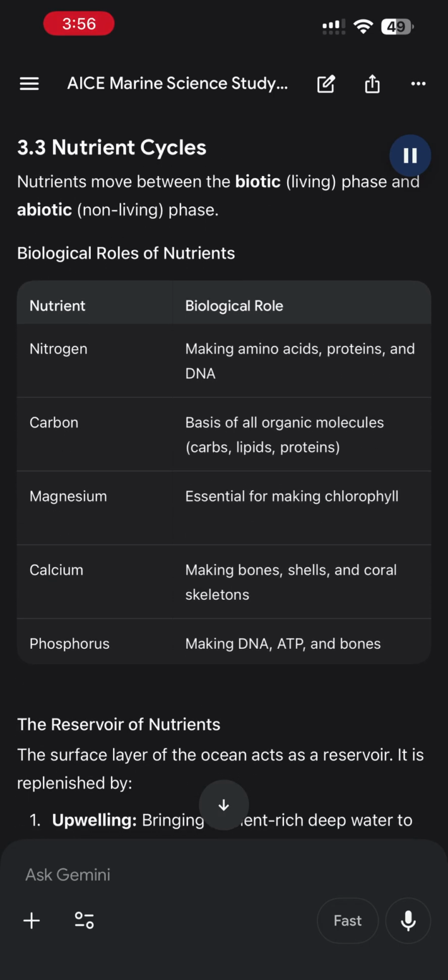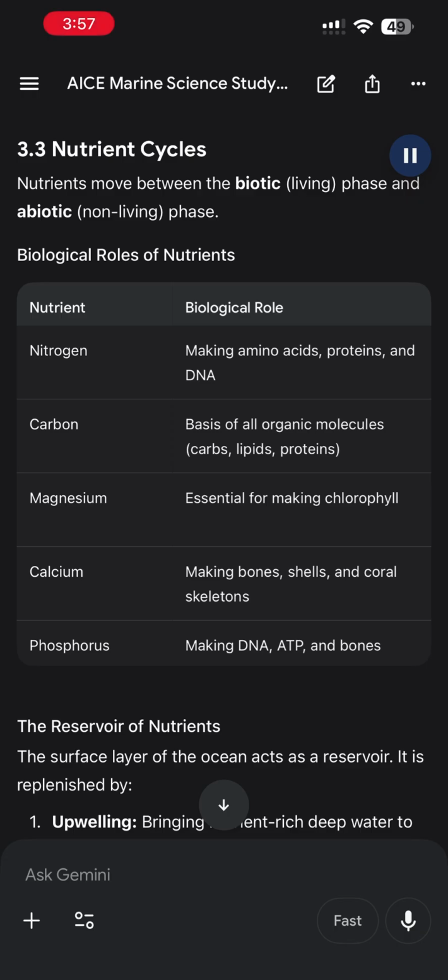Nutrients move between the biotic (living) phase and abiotic (non-living) phase. Biological roles of nutrients. Nitrogen: making amino acids, proteins, and DNA. Carbon: basis of all organic molecules, carbs, lipids, proteins. Magnesium: essential for making chlorophyll. Calcium: making bones, shells, and coral skeletons. Phosphorus: making DNA, ATP, and bones.